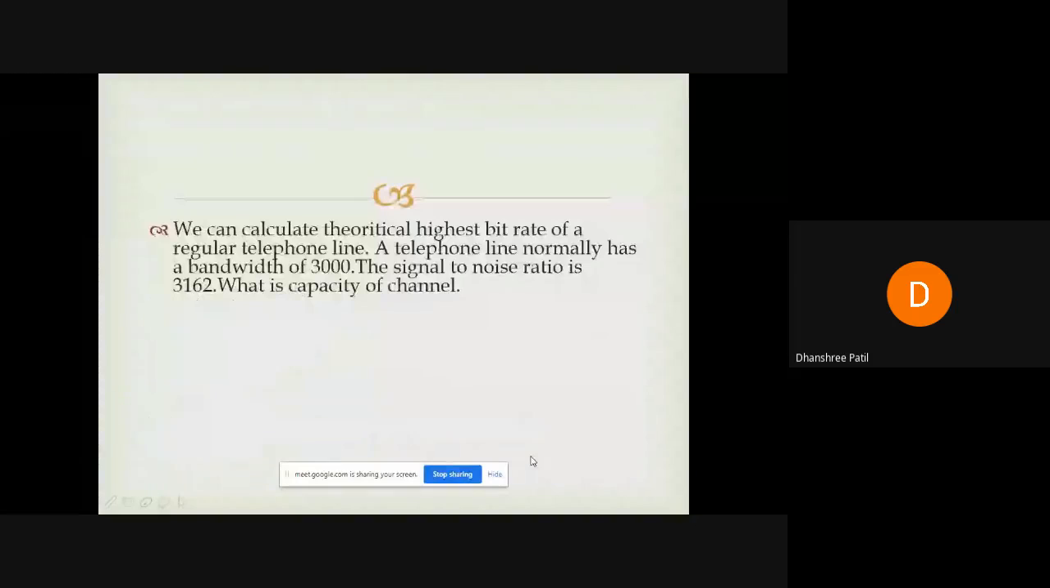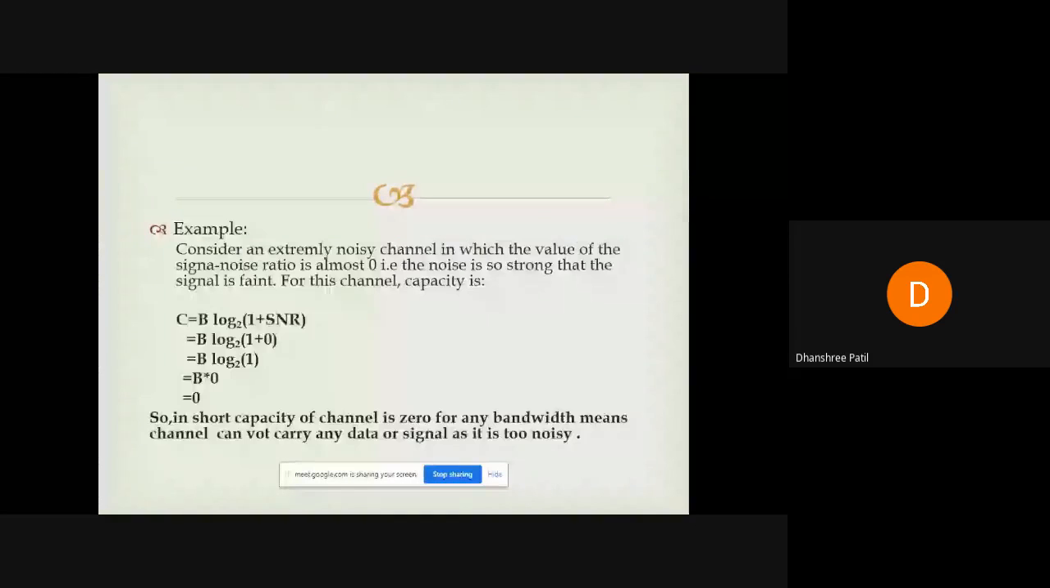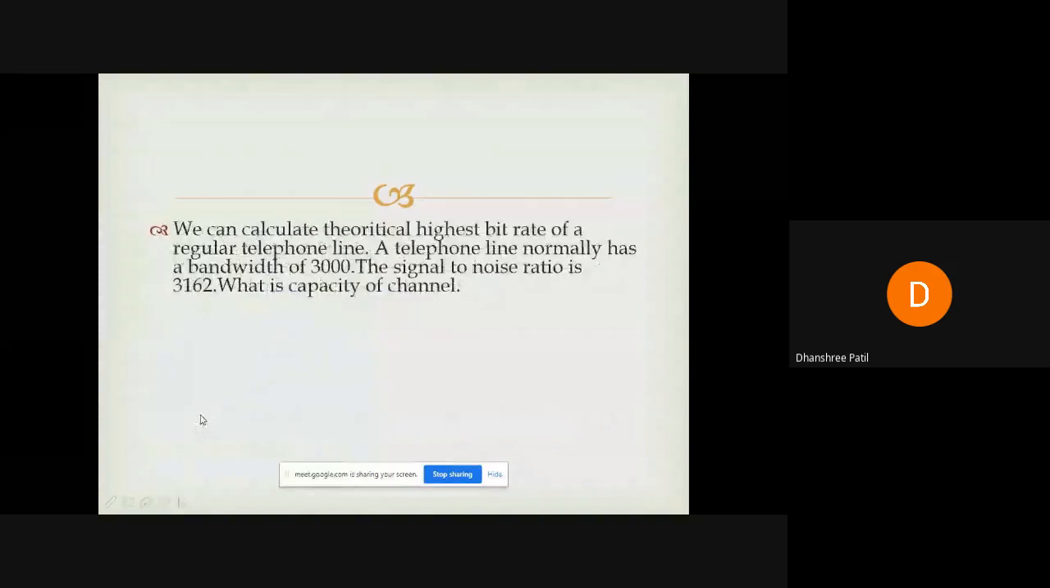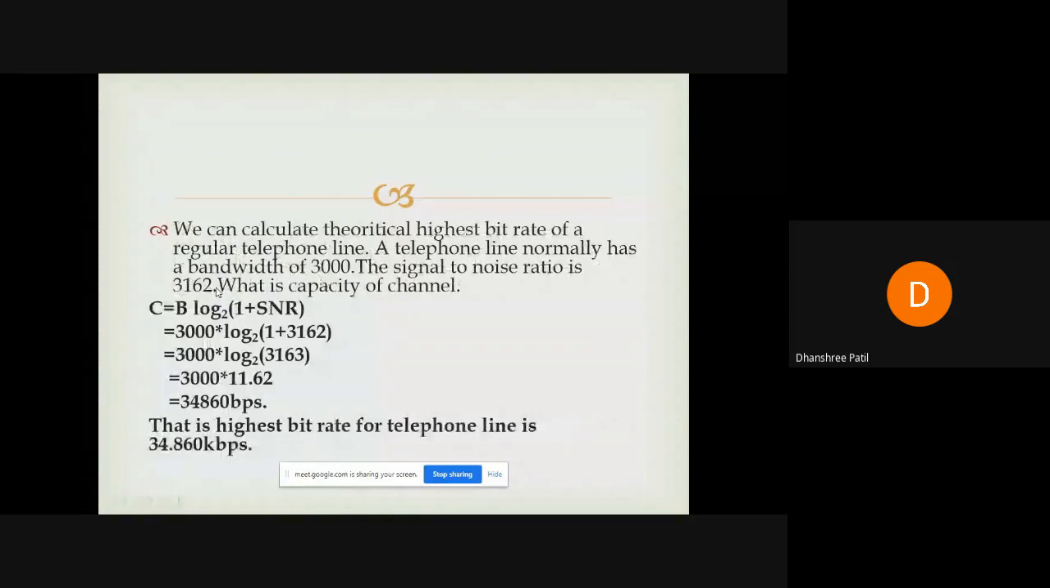Now you can compare. In the earlier example, signal to noise ratio is 0, and at that time capacity comes to 0. If it is minimum, then it means there is too much noise available. Now, here signal to noise ratio is 3162. It means that we have a chance of sending the data. Now, how is it calculated? See here, C is equal to the same formula, 3162 plus 1, 3163. The answer will come as 11.62 and this one.